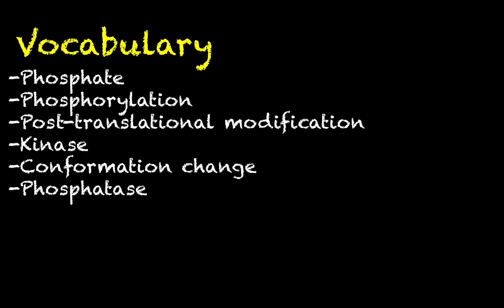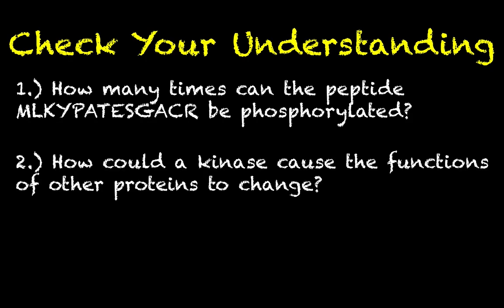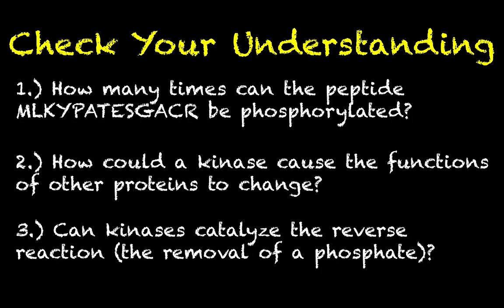Okay, that's going to pretty much do it for this video. Here is a list of vocabulary terms you probably ought to be aware of. And as for checking your understanding, number 1, how many times can the peptide that has the primary sequence MLKYPATESGACR be phosphorylated? Number 2, how could a kinase enzyme cause the functions of other proteins inside the cell to change? And number 3, can kinases catalyze the reverse reaction, i.e. the removal of a phosphate?